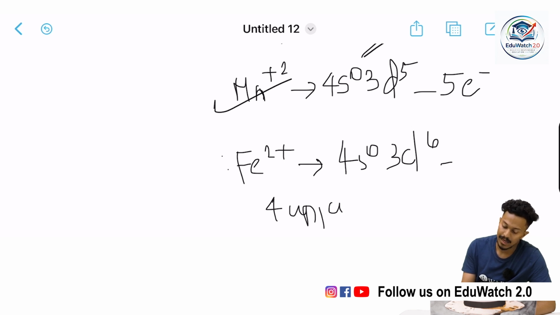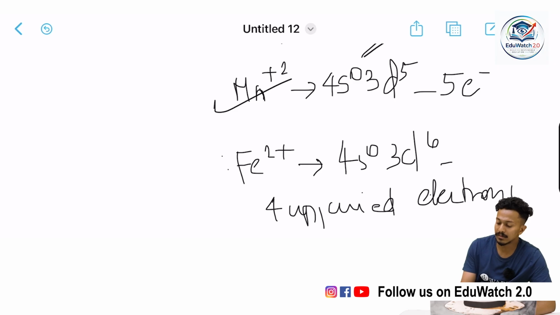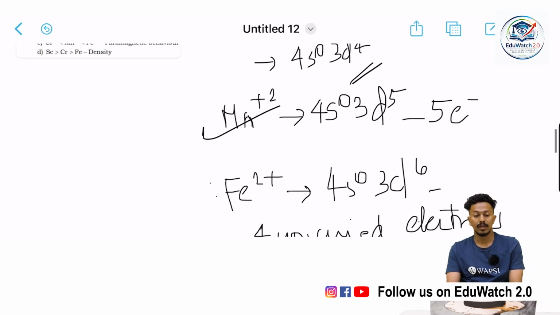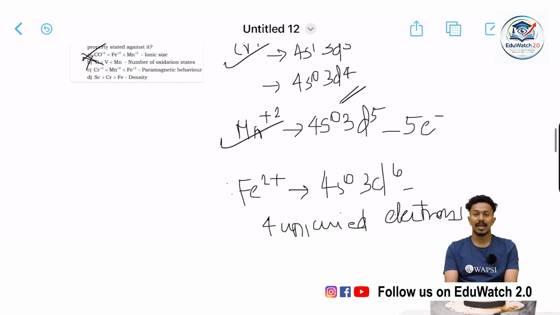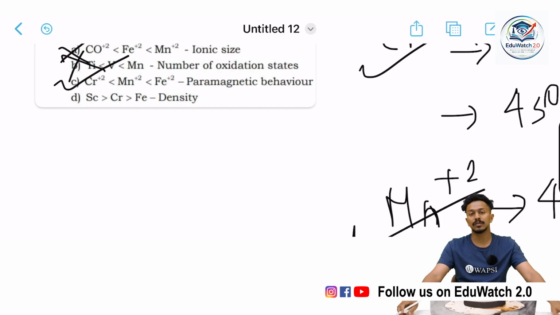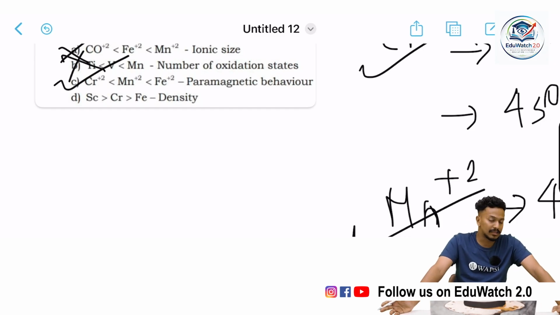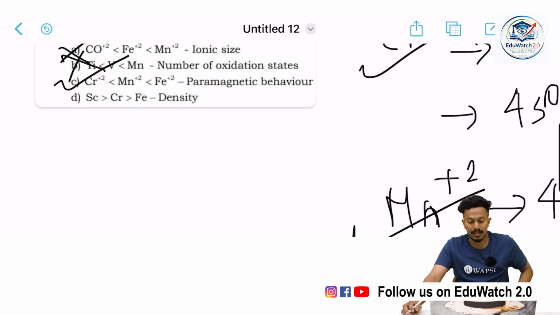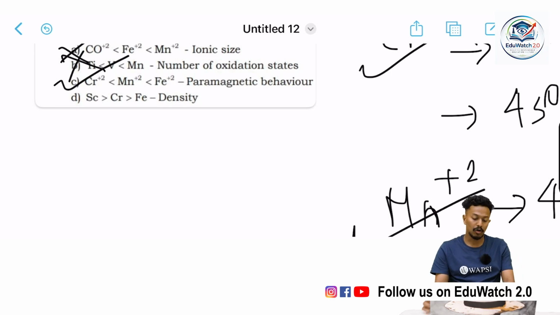Therefore everything in that series is paramagnetic. So we could say Cr2+, Mn2+, Fe2+ are paramagnetic in behavior, and option C is the correct answer for this question. There is no point in checking the last option, but we can check that. Density can be determined by the electronic configuration, but not in the correct order. So we could exclude that.